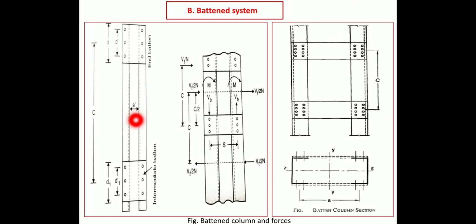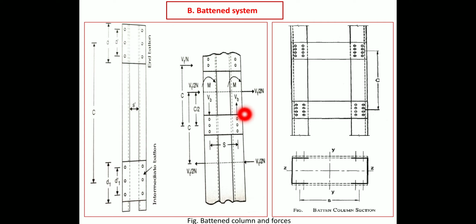The spacing, denoted by the letter S, is between two channel sections placed back to back or face to face. Here the depth of the end battens is denoted by the small d, and the outermost distance between bolt connections we designate by d dash.